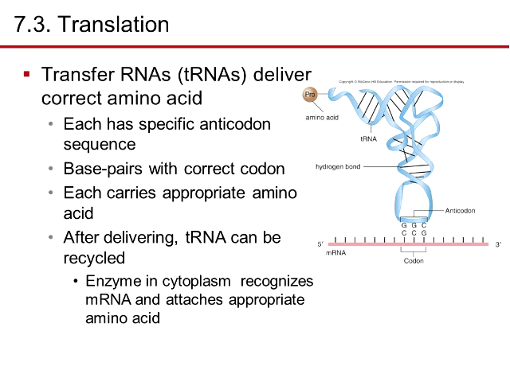Now, transfer RNA, tRNAs, delivers the correct amino acid, and each has a specific anticodon sequence. The anticodon base pairs with the correct codon, and each carries an appropriate amino acid. After delivery, transfer RNA can be recycled again, so that an enzyme in the cytoplasm recognizes transfer RNA and attaches the appropriate amino acid. So it can be recycled to some degree.